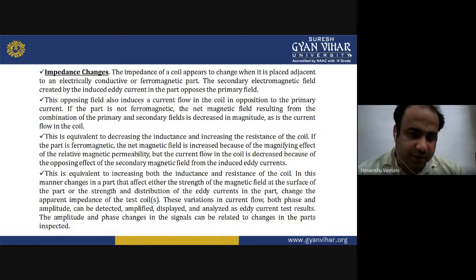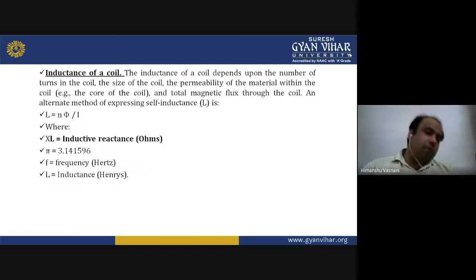Now we have discussed impedance changes, and both cases: if the part is not ferromagnetic, what will be the effect on the net magnetic field, and if the part is ferromagnetic, what will be the effect on the net magnetic field. Now let's go with the inductance of a coil.